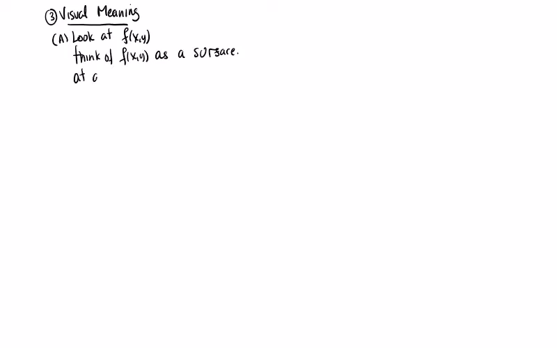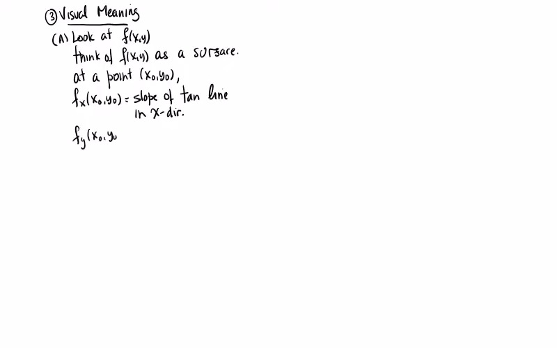So at a point x0, y0, this is the derivative with respect to x. We're saying, what if y doesn't change but x does? What this gives us is the slope of the tangent line in the x direction. And the second one is the slope of the tangent line in the y direction.